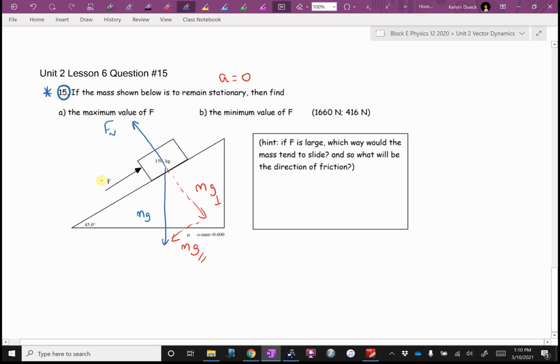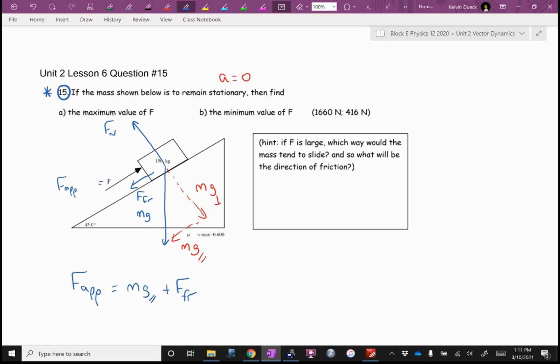Normal force. I have this mystery force F applied, which is what they're asking me to find, and I'm pushing so hard that this block is almost sliding up the ramp. The only thing that's keeping it from sliding up the ramp is friction pointing down the ramp. Normally I'd go winner minus loser equals MA, but A is 0, so it's a tie. Really, everything up the ramp has to equal everything down the ramp. That's the maximum value of F.